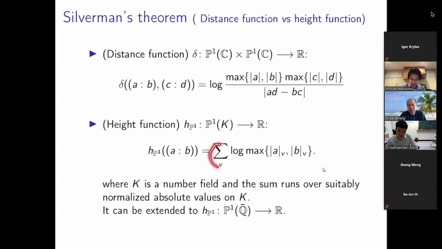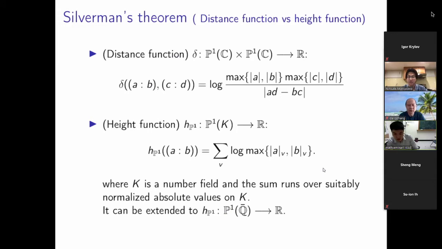And this sum is actually a finite sum, so we get a well-defined function on P1, and we can extend this to all algebraic points on P1. So this is a height function, and roughly speaking, this measures the arithmetic complexity of algebraic points.